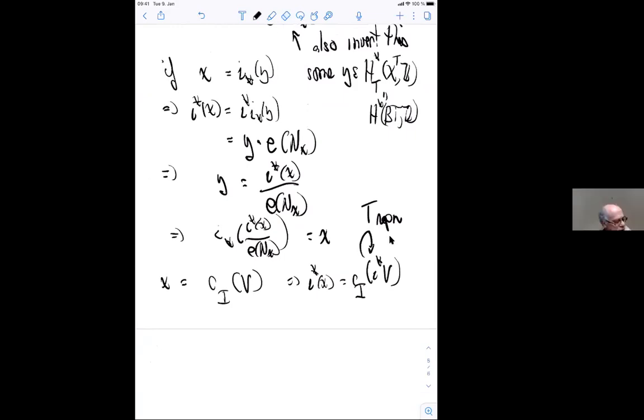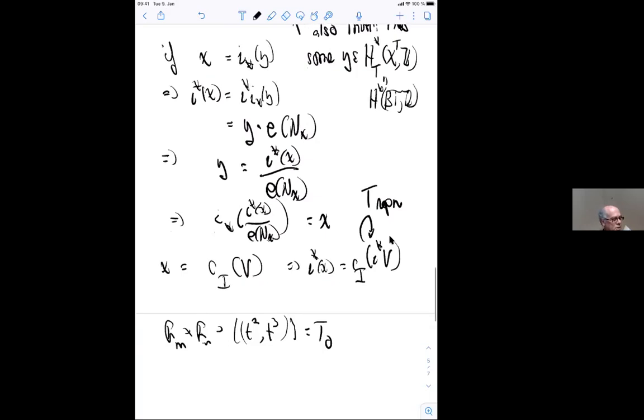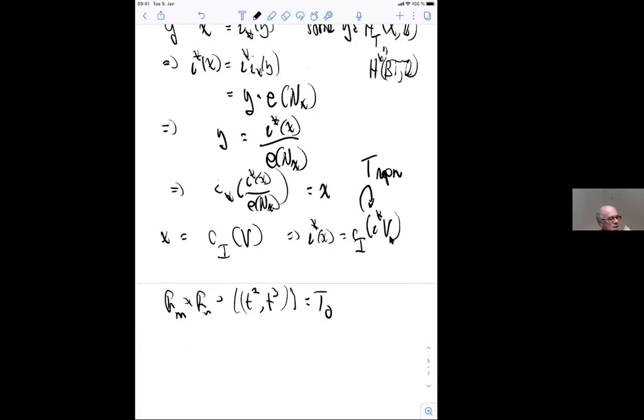Sure. Let's take G_m cross G_m, and this contains the subtorus of things of the form (t^2, t^3). That's my T0. Just think of the t's in some algebraically closed field. So what's the equation? This is the set of all (t1, t2) such that t1 cubed equals t2 squared. I think that's right. So that's the dual.